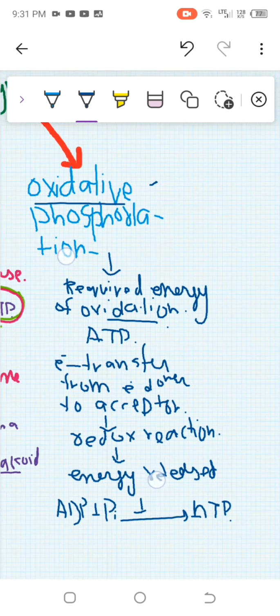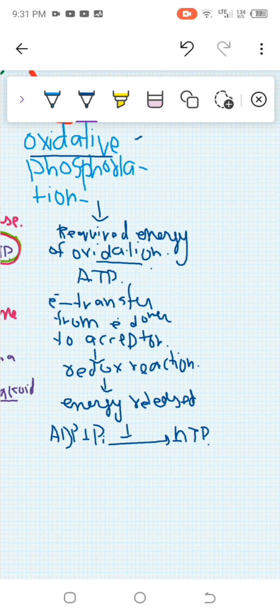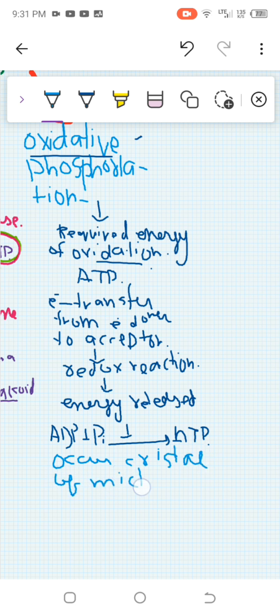Now this process occurs in the cristae of the mitochondria. I hope this is clear too.